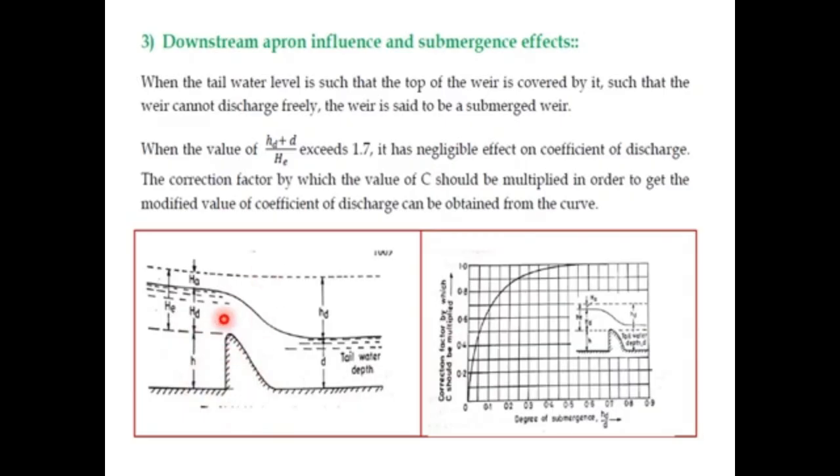So when the value of HD, which is to the energy line, HD plus D, the total depth divided by the energy head, exceeds 1.7, then it has a negligible effect on the coefficient of discharge. The correction factor by which the value of C can be multiplied to get the modified value can be obtained from this curve. So the degree of submergence, that is the HD by D value, should be known, then taken from this graph and multiplied by 2.2.